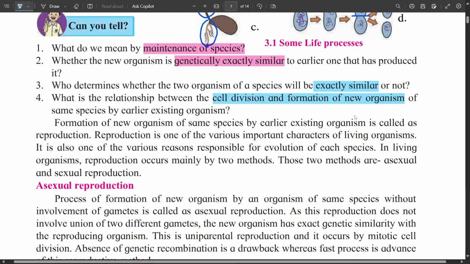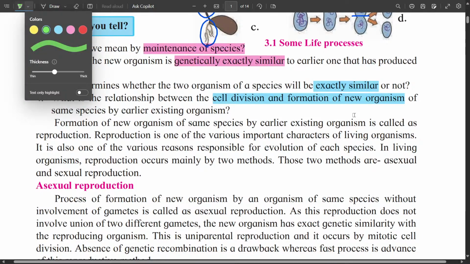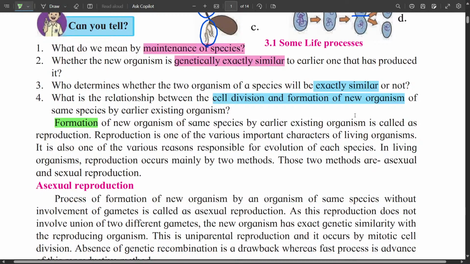Here we will first give the formal definition of the reproduction process. The formation of new organism of same species by earlier existing organism is called reproduction. Formation of new organism of same species by earlier existing organism is called reproduction. Reproduction is one of the various important characters of living organisms. It is one of the various reasons responsible for evolution of each species.